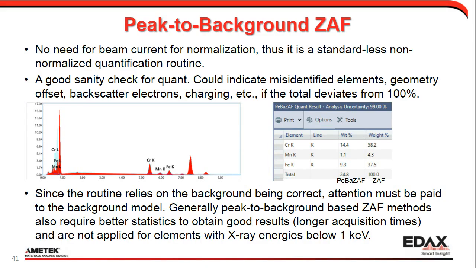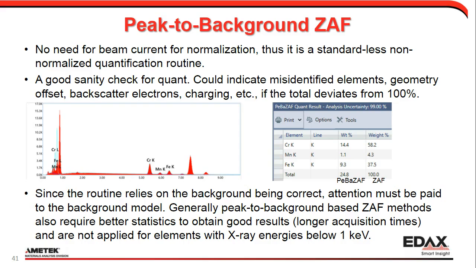An additional benefit of this approach is that because we are using the ratio, the beam currents in the numerator and the denominator of the equation cancel out. It means this is a standardless, non-normalized quantification routine. This is also a good sanity check for quant. Since it is non-normalized, the results should add up close to 100% if everything is well, for example, if the sample is flat, conductive, a bulk sample, and so on.